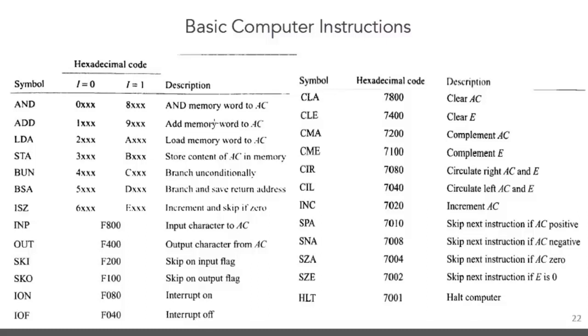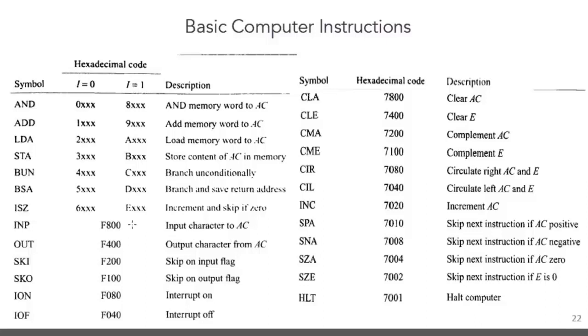So what these bits actually represent, the address part is denoted by 3x. Now these 3x were representing the address part. Okay, these 3 bits, that means 3x, are representing actually the address part of the instruction. Okay, and here you can see that value F800. That means 800 is the address. Okay, so it is input character to AC.